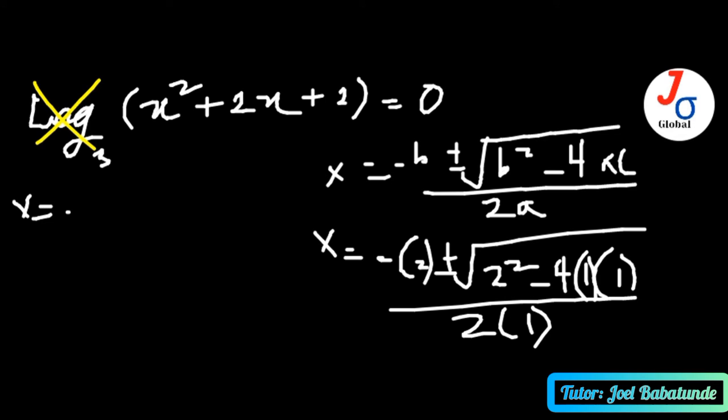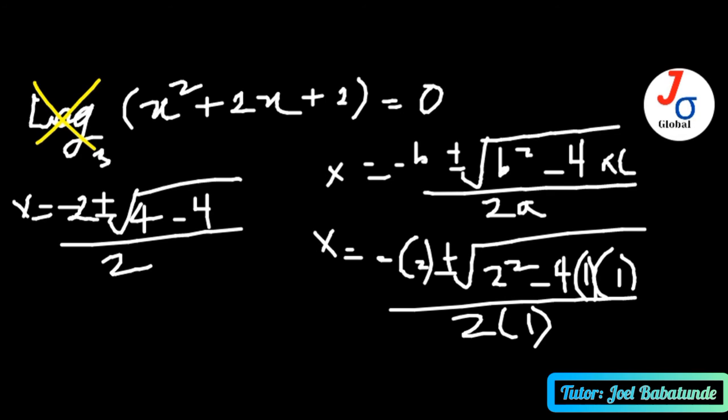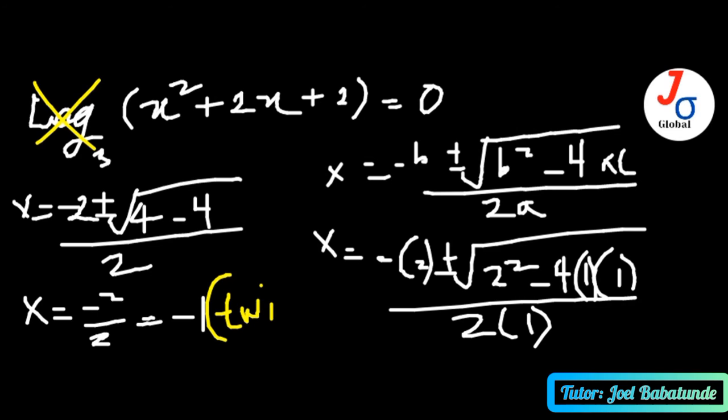So we have x equals minus 2 plus or minus the square root of 4 minus 4, divided by 2. And so what I get is x basically equals minus 2 over 2, and that's equal to minus 1. But because we have plus or minus here, we're going to put twice there. So it's going to be twice. That means our answer is minus 1 and minus 1. So basically, the value of x here is minus 1.